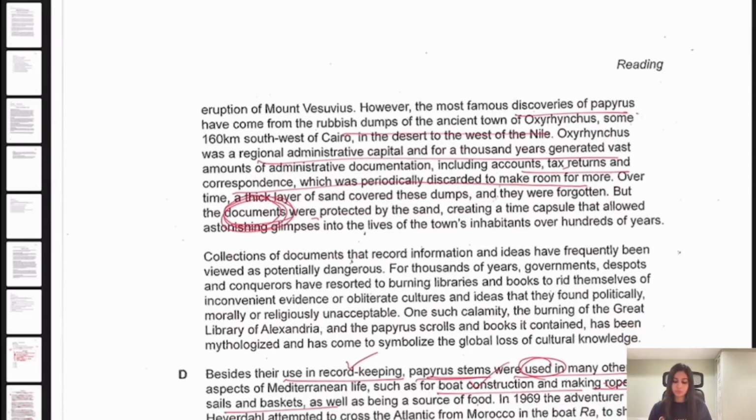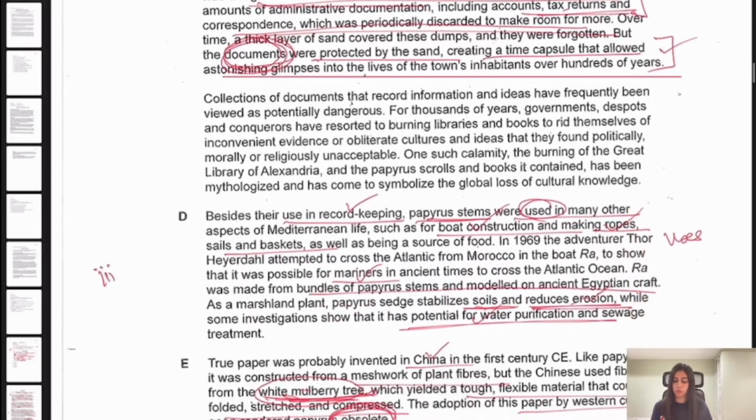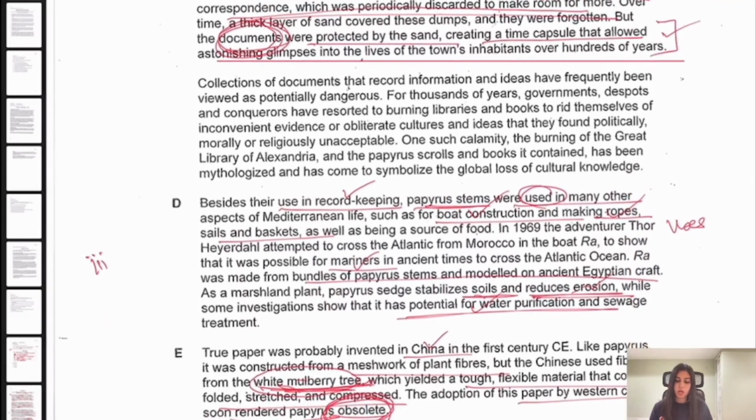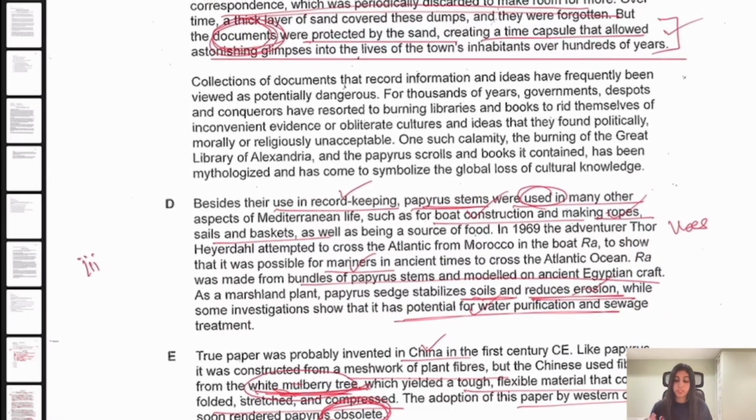So documents were protected by sand. Papyrus documents were protected by sand, creating a time capsule that allowed astonishing glimpses into the lives of the inhabitants over hundreds of years. So it's talking about the documentation of this particular region. It was the administrative capital. It has tax returns and all of those records which are preserved.